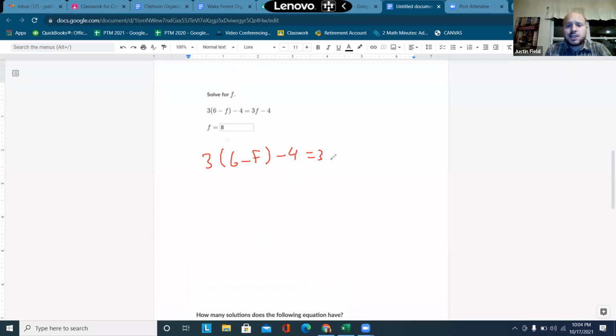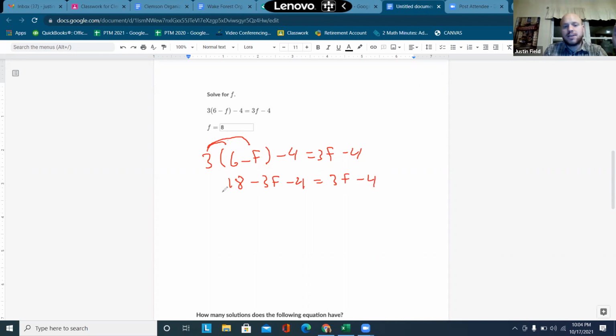Now, the reason that this one is a good one is because we have to distribute. And then we have to combine like terms and then switch the sides and then combine like terms again and then divide. So let's get to it. We're going to distribute the 3. So this is going to be 18 minus 3f. Bring down this minus 4. Bring down 3f minus 4.